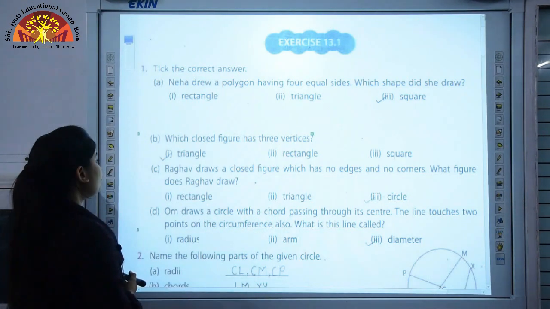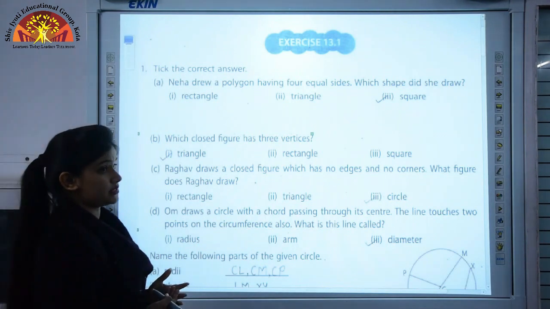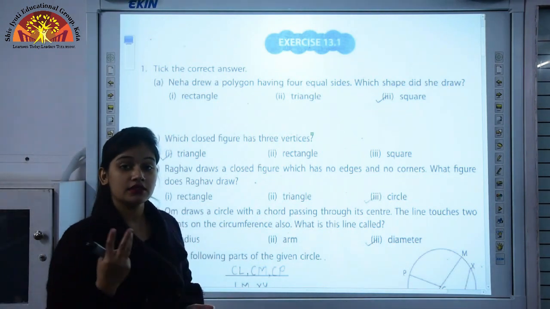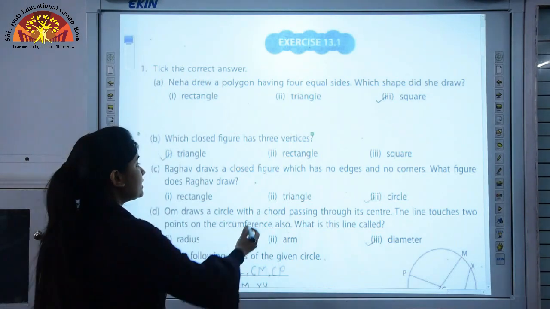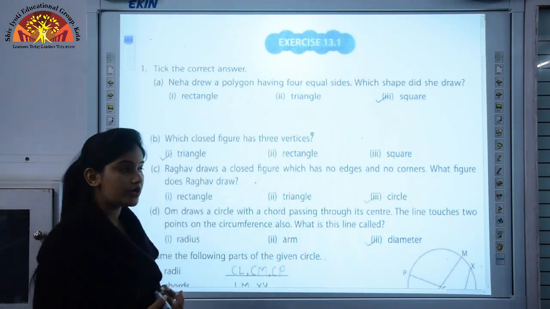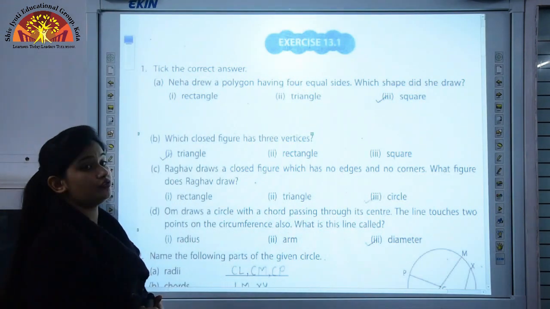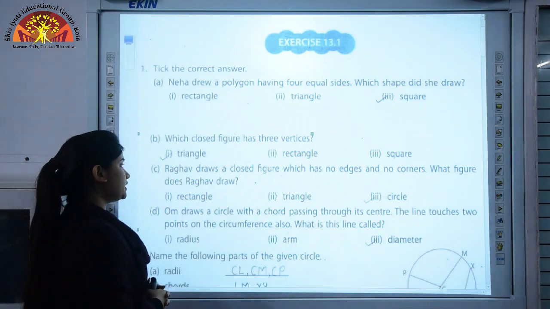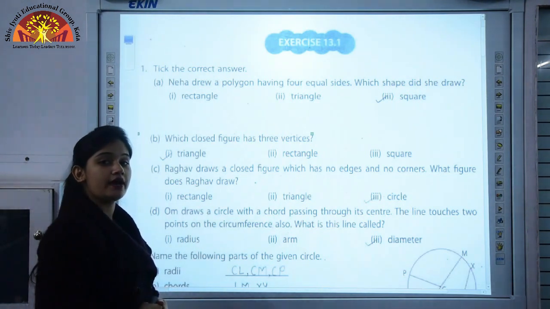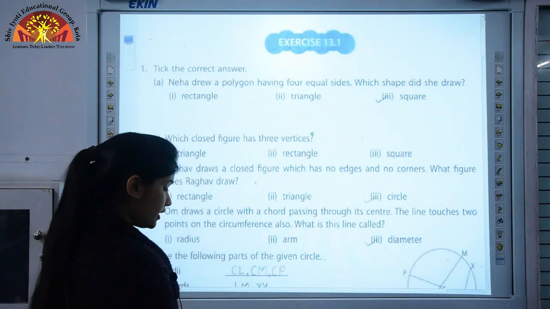Okay, so now B part is: which closed figure has 3 vertices? So again we have seen 3 vertices means that will be a triangle, because in a rectangle we have 4 vertices, in a square we have 4 vertices, and in a triangle we have 3 vertices. So which is the correct option? The correct option is a triangle, in which we have 3 vertices. Okay, in this way you can do C and D parts also.